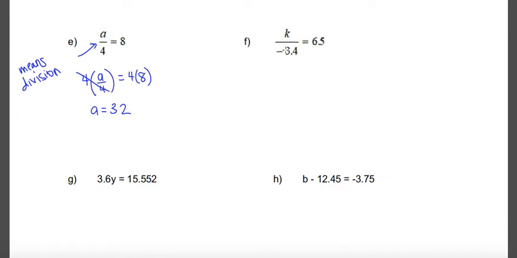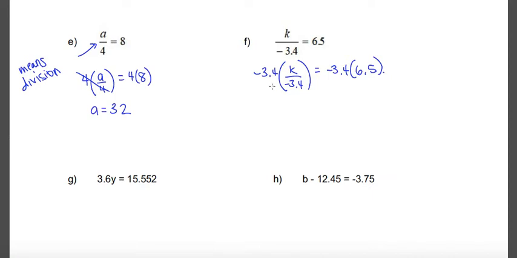Our next example, so example F, again we have this negative value here. So we're dividing k by negative 3.4. So the inverse operation, or the opposite operation, is multiplying by negative 3.4. And in order to keep that equation balanced, we have to do it to both sides. So I'm going to have negative 3.4 times k over negative 3.4 is equal to negative 3.4 times 6.5.